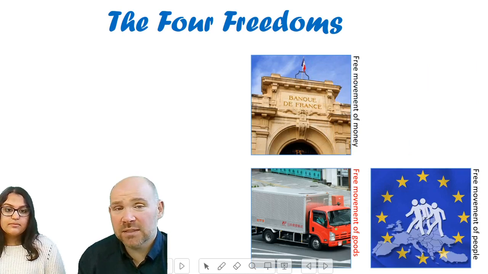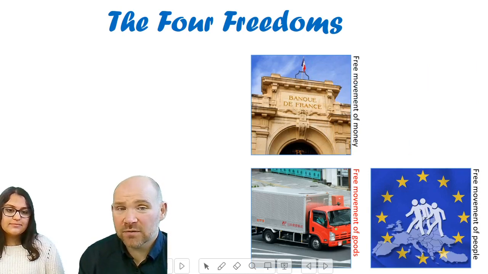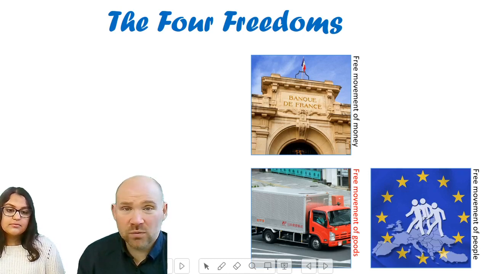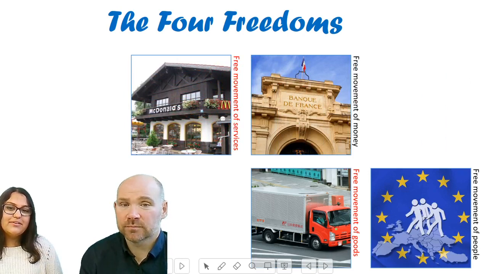Free movement of money. This is the idea that you can invest in any company in any of those nations. You can use any bank, any kind of financial institution. It's all based on trading and things like that. But the idea so far, as you can see, is that people can go anywhere, goods can go anywhere, money can go anywhere, and free movement of services.